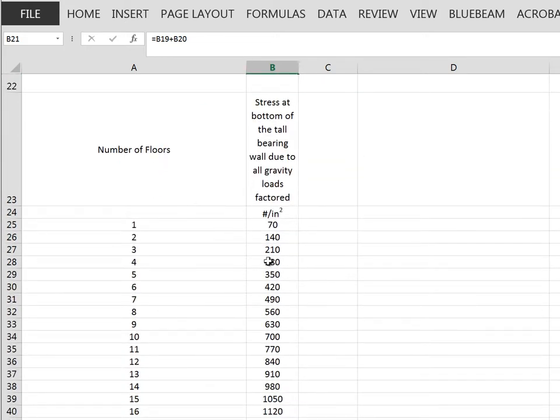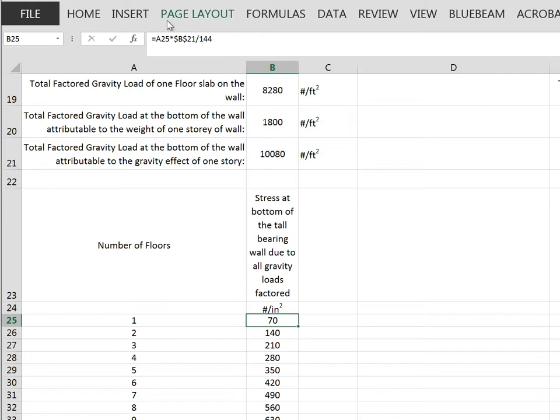So we're now going to go through and we're going to say what is the stress or pressure at the bottom of the tall wall, which represents the full height of the building. If we have a single story, it's the 70. So let's just go see. That's A25, which is the number of stories, times this number, which is the pressure associated with the floor and the wall that's associated with that one story.